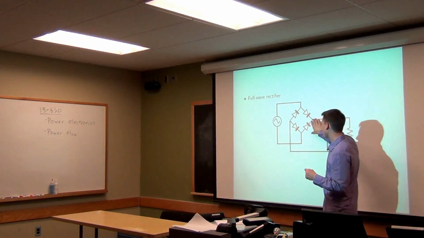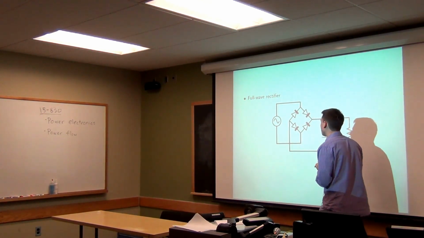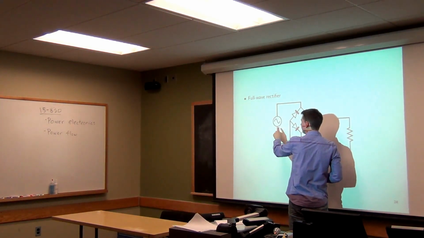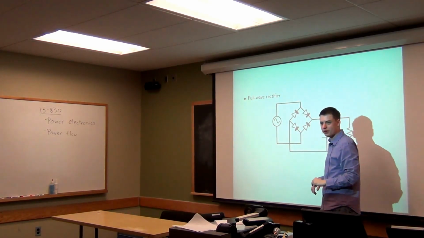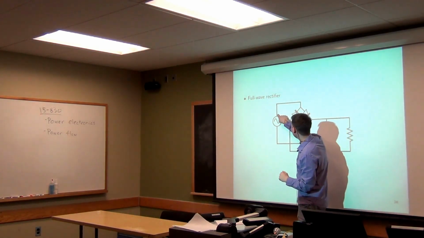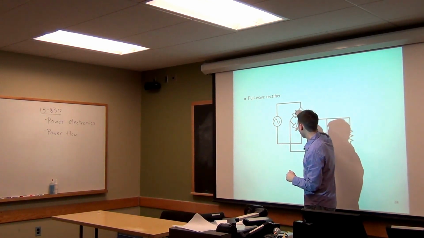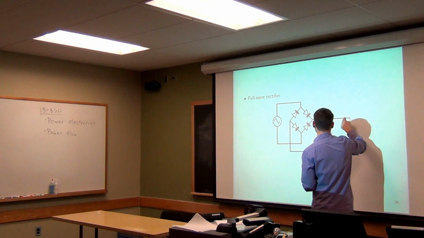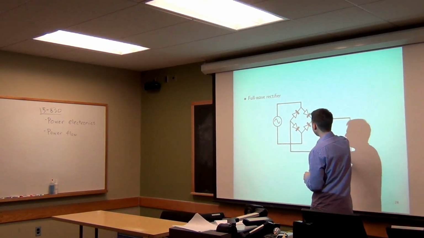So let's see how this actually works. Let's suppose that this is positive and this is negative. So current can start flowing here. It can go through this way. It can't go this way, but it can go this way because we have the diodes aligned properly there. So current could flow here, could flow through that.